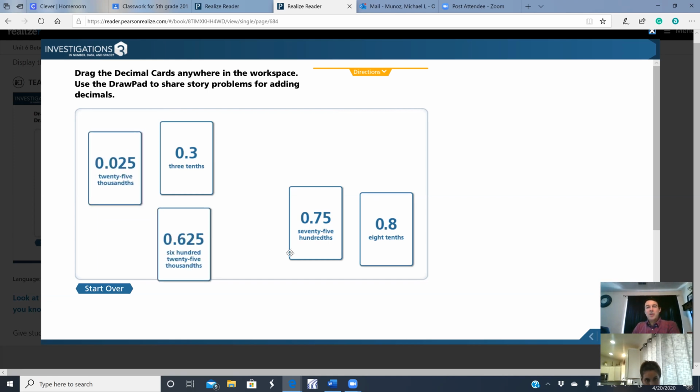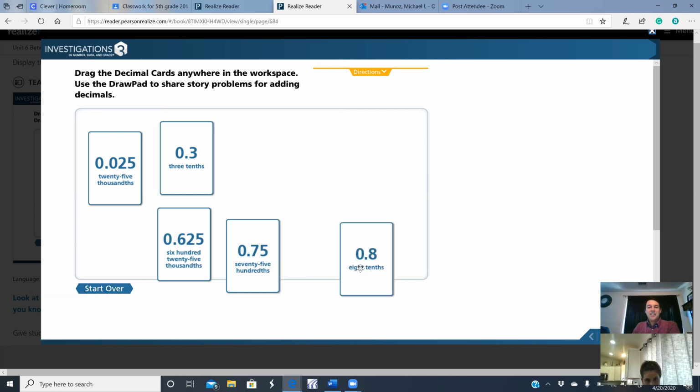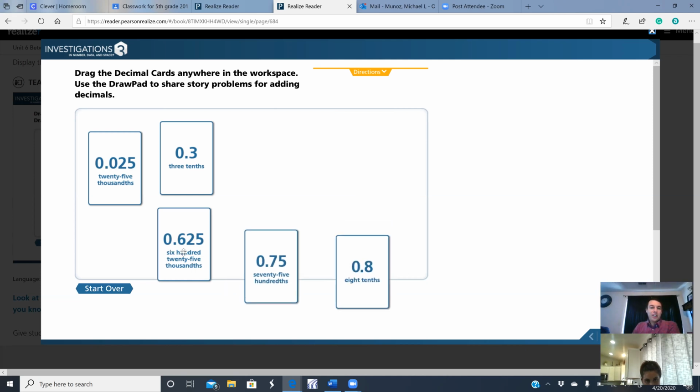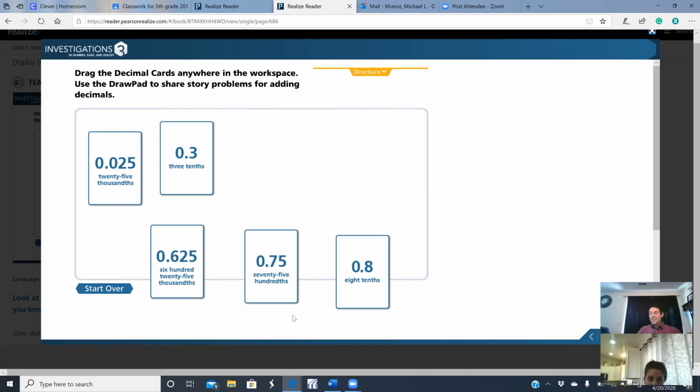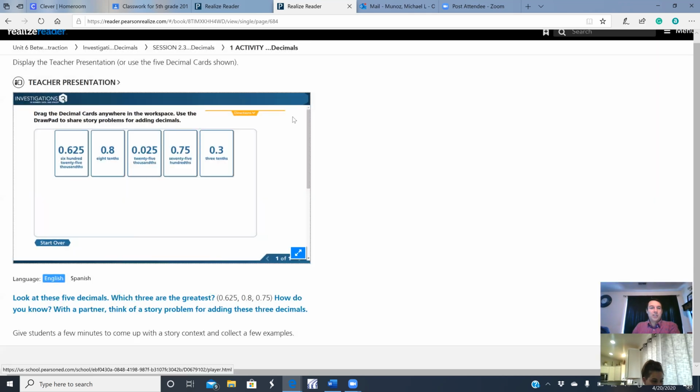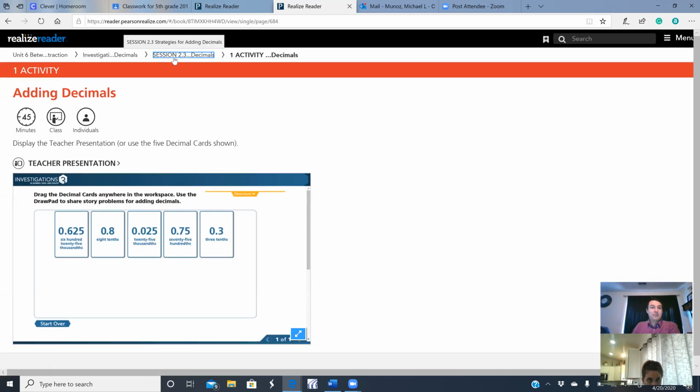And now I want you to think about if we were to add these 3 cards right here, the 625 thousandths, 75 hundredths, and 8 tenths. I want you to estimate what you think it might be. Do you think it's about 1, 1.5, maybe close to 2? So go ahead and take a second to think about that. And we are going to go ahead and figure that out right now.